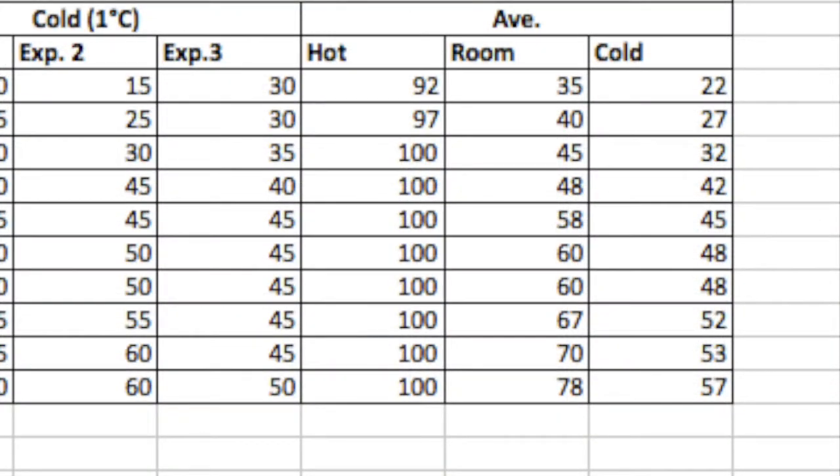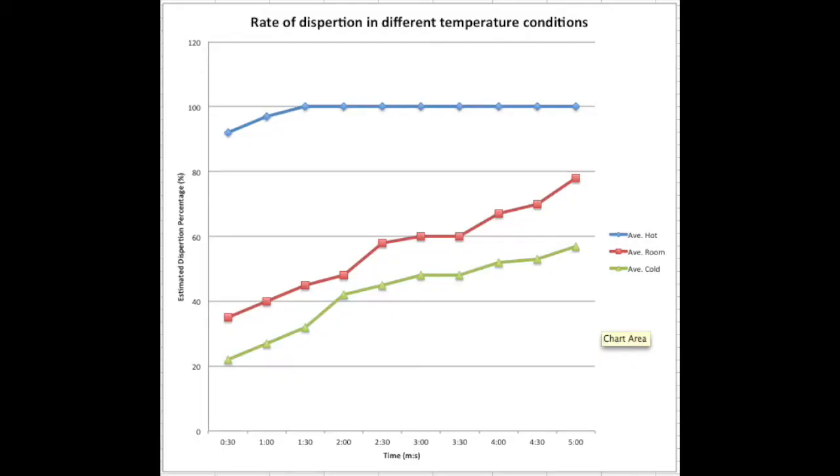It was very clear to see that colouring in the hot water distributed the fastest, whilst in the cold water distributed the slowest. From these averages, we could graph the rate of dispersion. The conditions had a similar gradient despite their percentage differences.